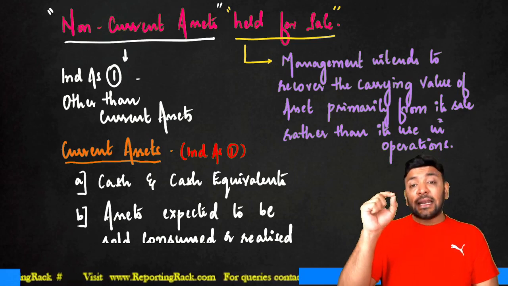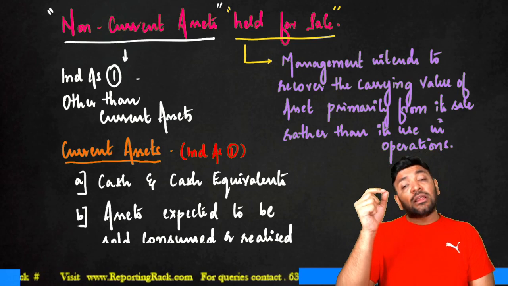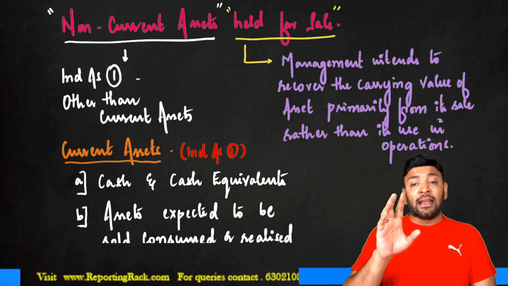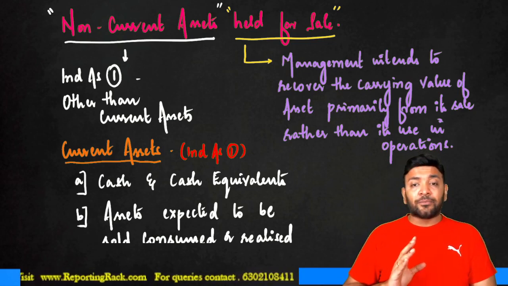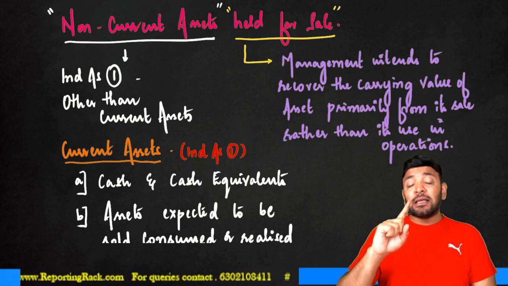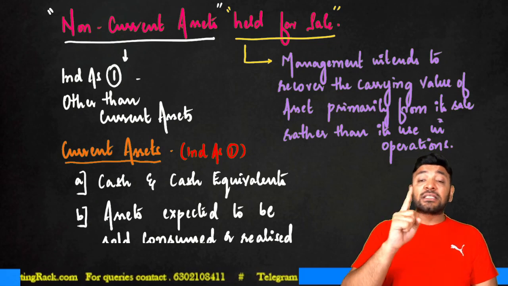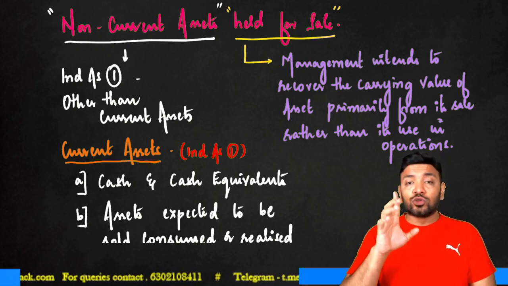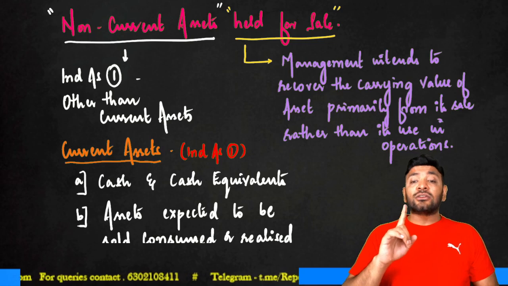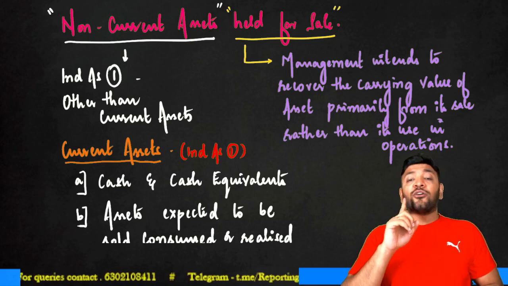So whenever you're intending to sell these assets, even though the useful life of the asset has not completed, you have revised the useful life of the asset. Now, in such a case, the management intends to recover benefits from this asset from the sale of the asset, and not from the use of the asset. Then you can call it a non-current asset held for sale.